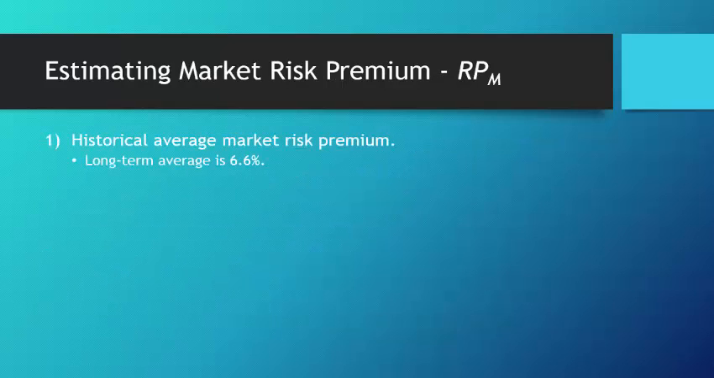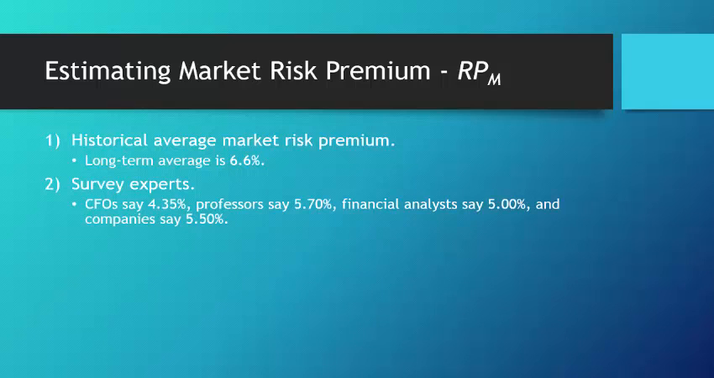There are several ways that have been proposed to estimate this market risk premium, this RP sub M. The first one is, what has been the market risk premium over the long term? The answer to that, at least according to our book, is 6.6%, which seems a little on the high side right now with very low interest rates.